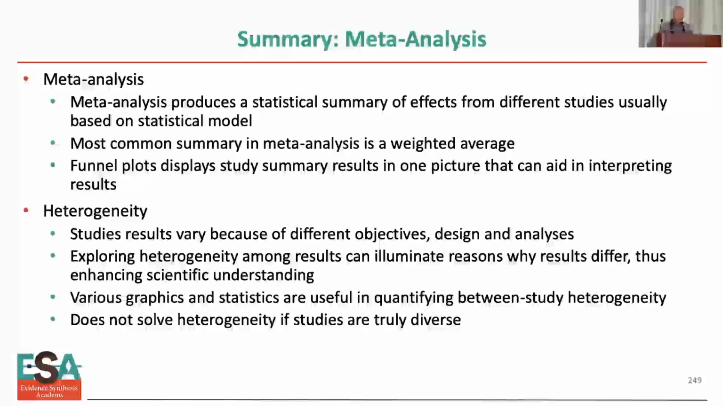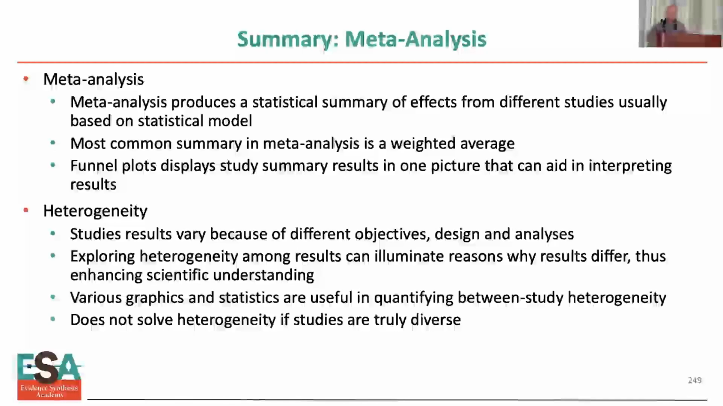For heterogeneity, study results vary because of different objectives, designs, and analyses. If you explore heterogeneity, it can illuminate reasons why results differ, thus enhancing scientific understanding. In the example we gave, we learned not just that these thrombolytic drugs work, but that they work much better if you give them quickly, and therefore the scientific conclusion is we need to get people treated more quickly. That's actually one of the pushes that has been made in the last 30 years or so, to inform people about the symptoms of a heart attack so that they know to go to the hospital quickly.